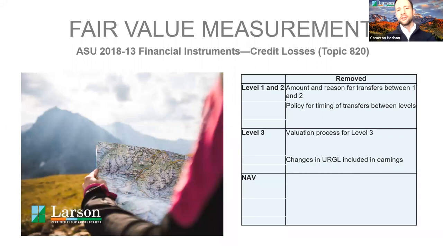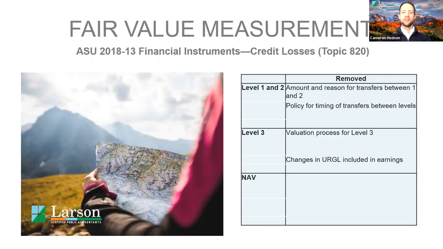Okay, the last issue that we want to talk about today is a few changes in the fair value measurement disclosures. And this will make probably the most sense when we put it together. A few of these disclosures have been removed, and then we'll look at some that have been modified, and then lastly, some that have been added. I've grouped these into three categories for you today, and we've got our level 1 and level 2 disclosures lumped together because those have kind of been treated similarly. Level 3 investments, and then NAV.